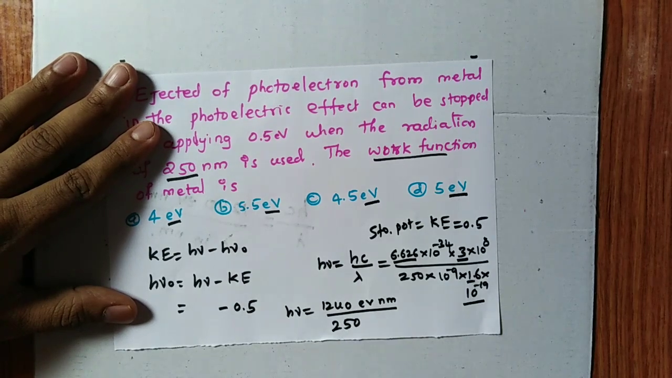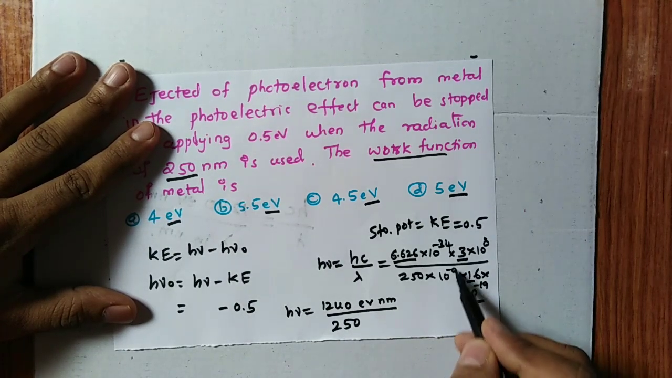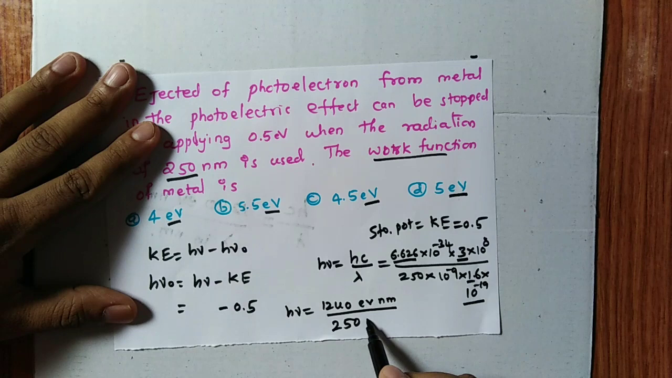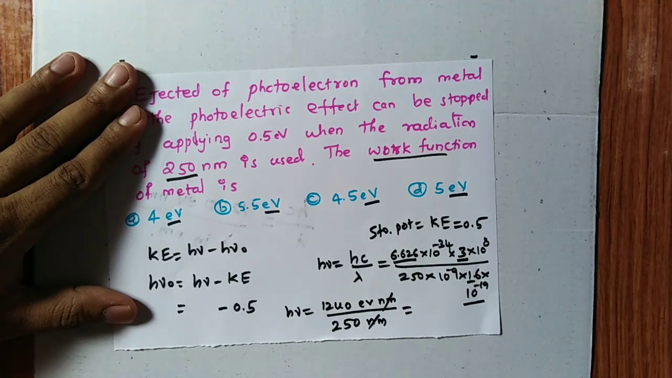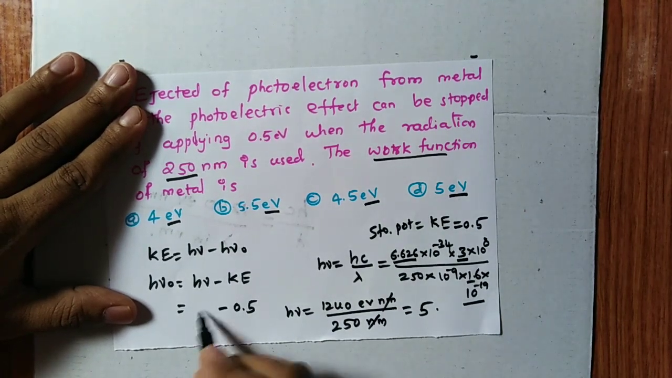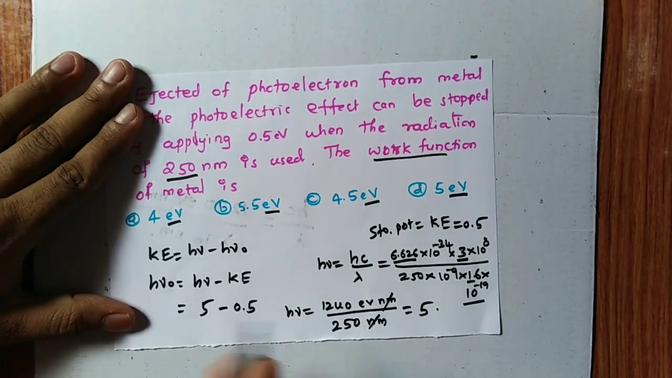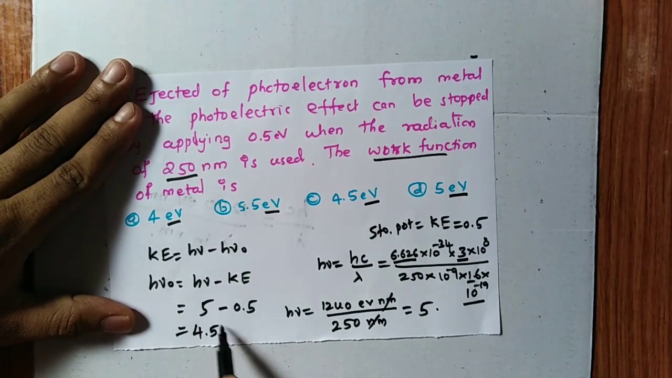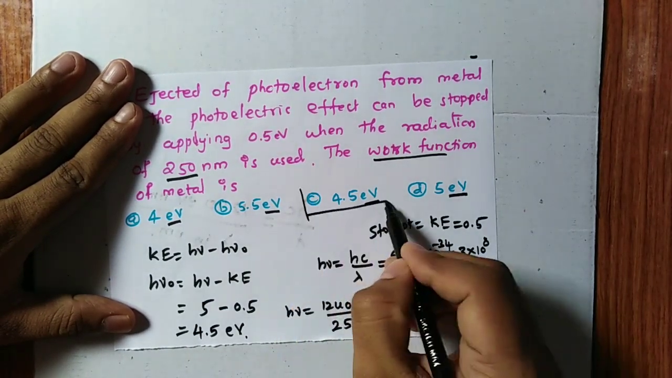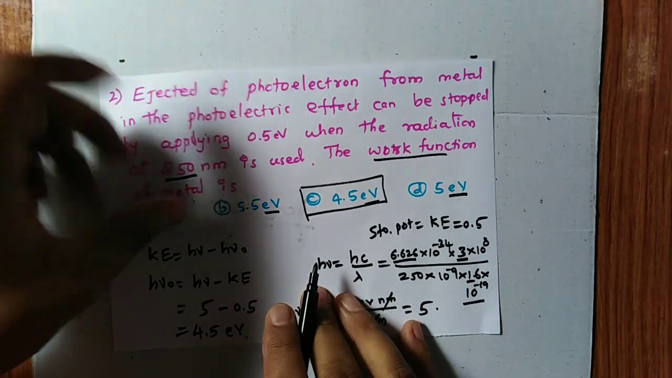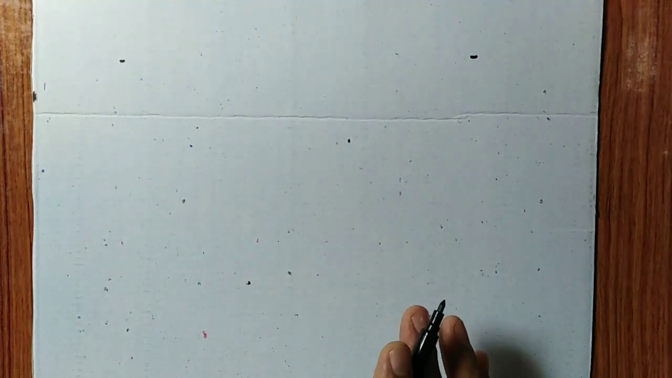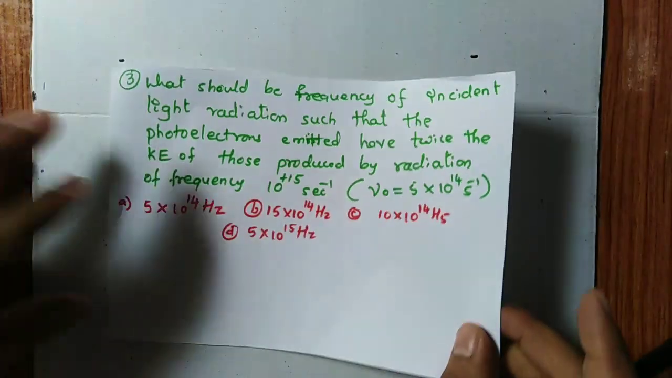I will write directly 250. So don't write 250 into 10 to the power minus 9, because lambda should be in nanometer only. So the nanometer gets cancelled. You are going to get 1240 divided by 250, which is 5. So hence 5 minus 0.5 you will get. So the answer for this question is 4.5 electron volt. So the answer is C in this particular case. Very important, remember, this was asked in JEE Main 2017.